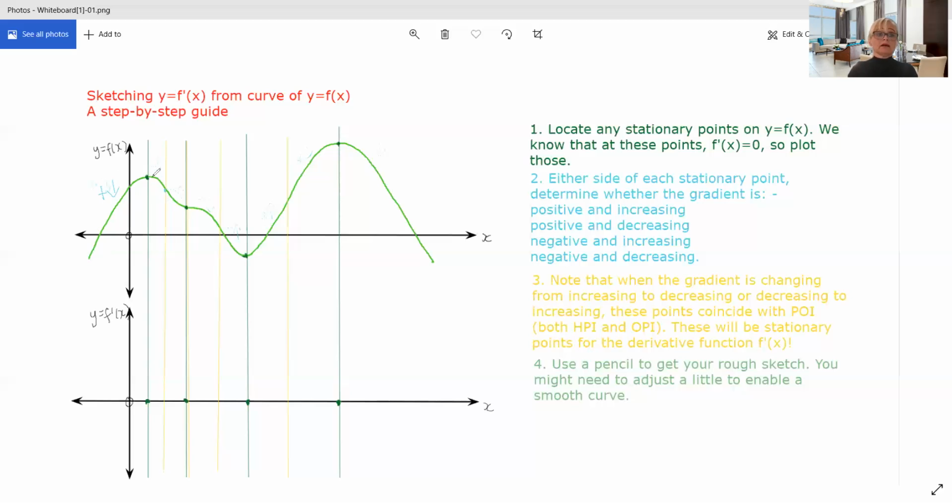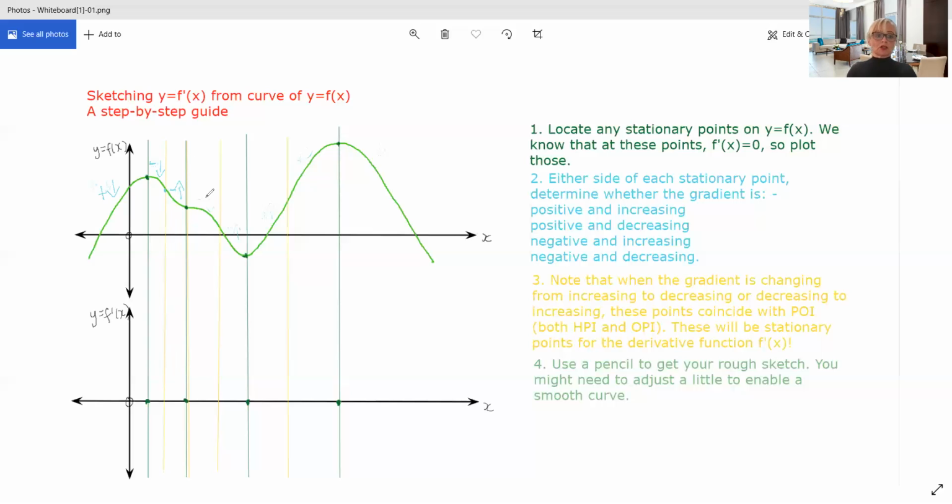This section here, obviously the gradient will be negative because the function's going down. It'll be negative and it's getting increasingly steeply negative, isn't it? Then it suddenly stops getting increasingly negative and starts increasing again. So it's negative and increasing. Lo and behold, our point of inflection of our y equals f of x will become, in this case, a local minimum of our gradient function.